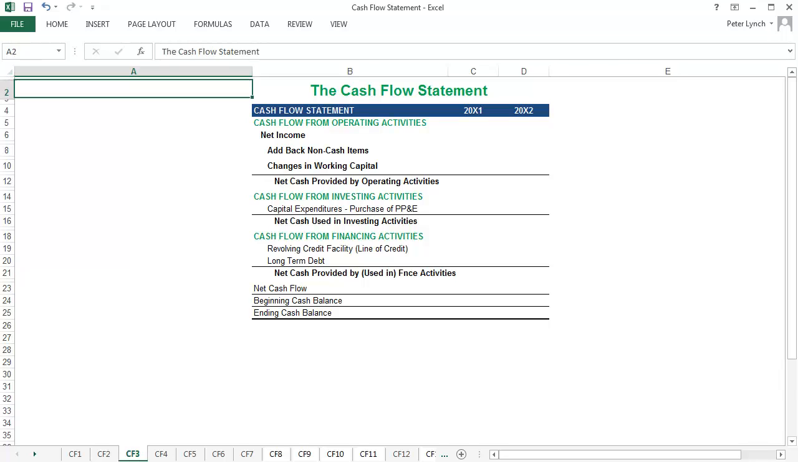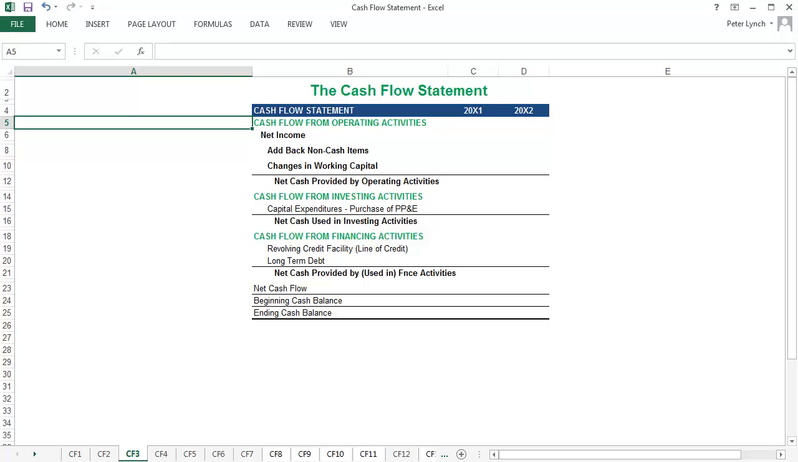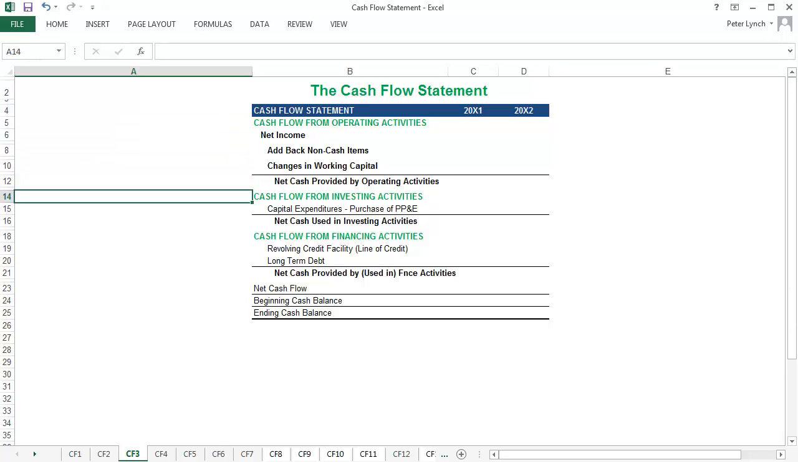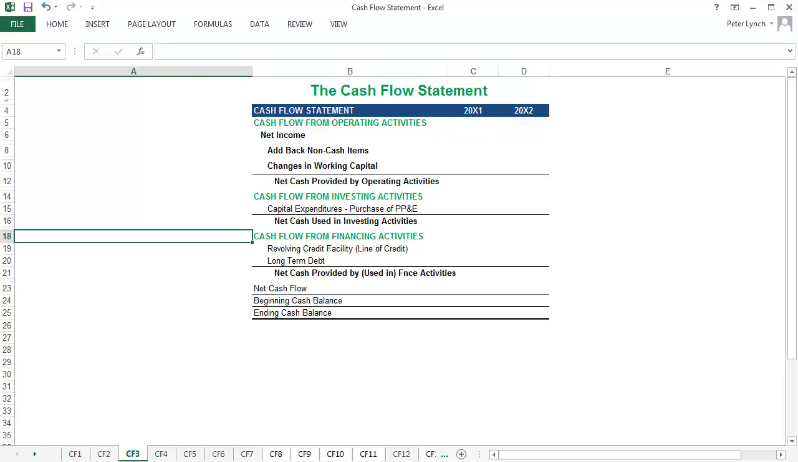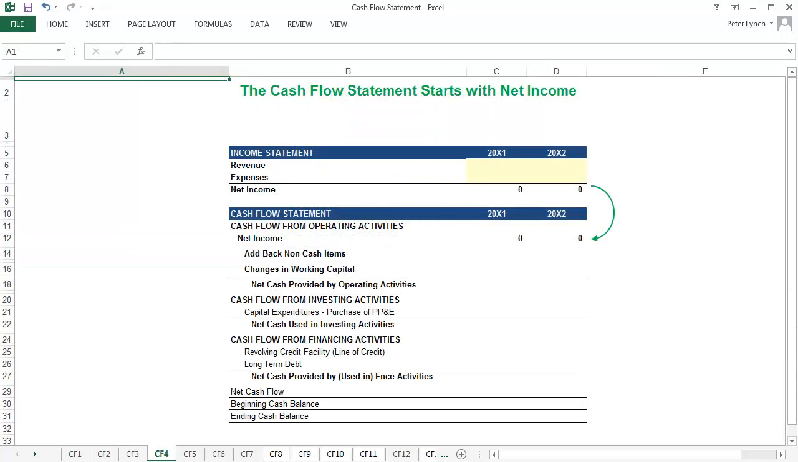And on this concise template, you can see how it is made up of cash flow from operating activities, cash flow from investing activities, and cash flow from financing activities. The first item listed on your cash flow statement is net income. In your financial model, this will pull directly from the income statement.